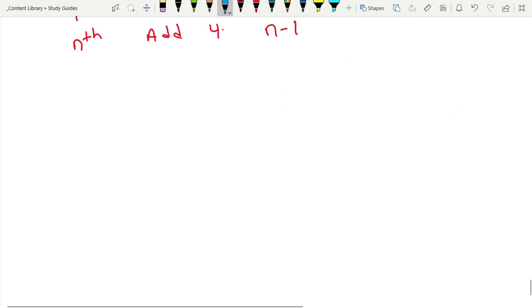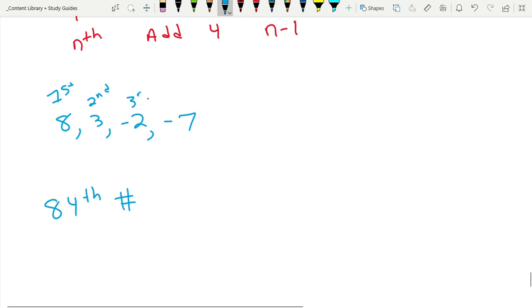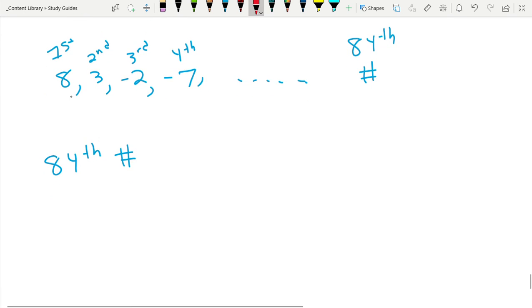Now onto the last one of the study guide. We have 8, 3, -2, -7. We're looking for the 84th number. So remember, this is the first, second, third, fourth, and so on. We're looking for the 84th number. So we look and see, well, what's happening in this scenario? Well, each time we go from one number to the next, we're adding -5, or you can think about it as subtracting 5.